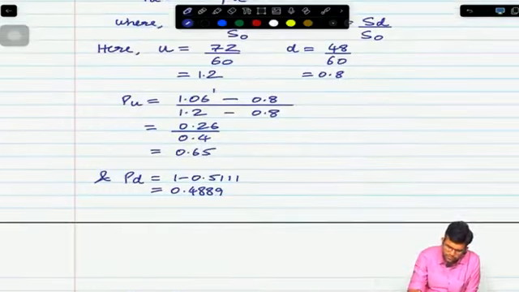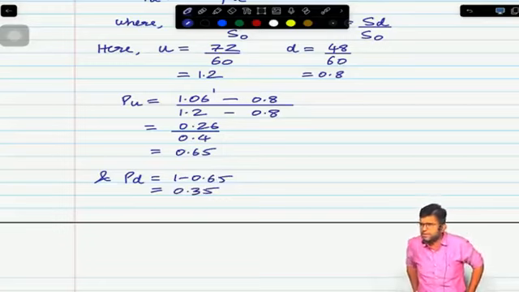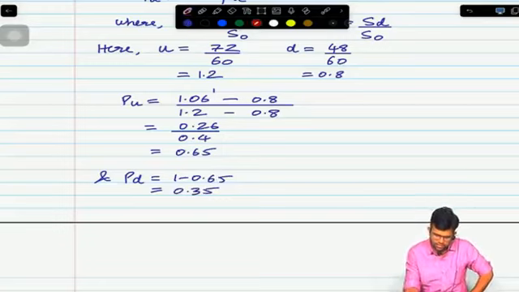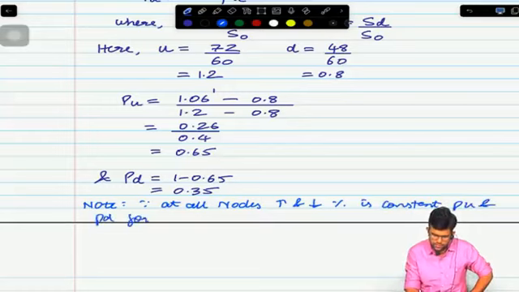0.65, and therefore PD, can I say, will be 1 minus 0.65, and that comes to 0.35. Everybody clear? 0.35. Making sense? Okay, I'm writing one note here. Note: since at all nodes up and down percentage is constant, PU and PD for all nodes will be constant. I don't know how many of you understood this.